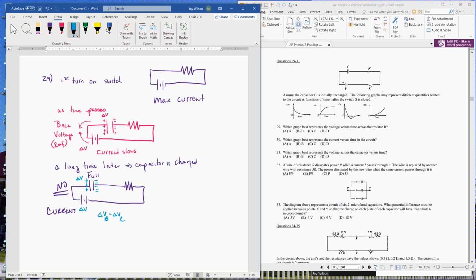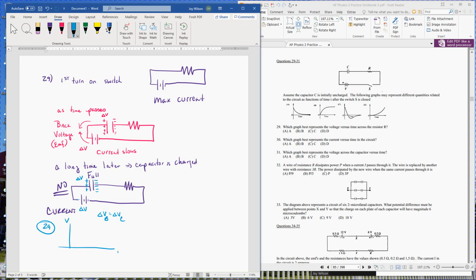So let's talk about now what the questions ask. On number 29, they ask, which graph best represents voltage versus time across the resistor? Well, when you first start out, all the voltage has to be dropped at the capacitor.